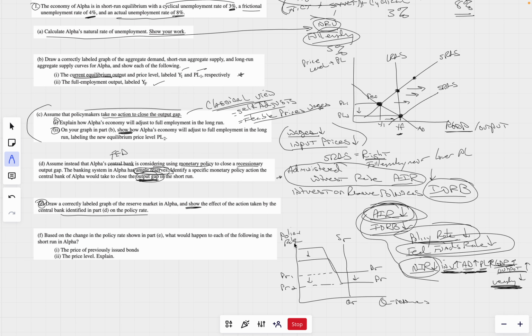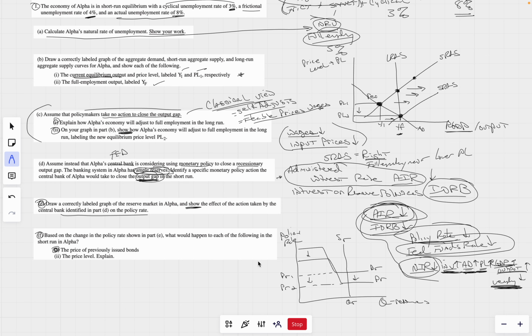Whew, that was a lot of words. All right, you're doing great. Lots of stuff here, always for the first macro. They kind of bang a little bit of everything. Based on the change in the policy rate, what would happen to each of the following in the short run? Price of previously issued bonds.